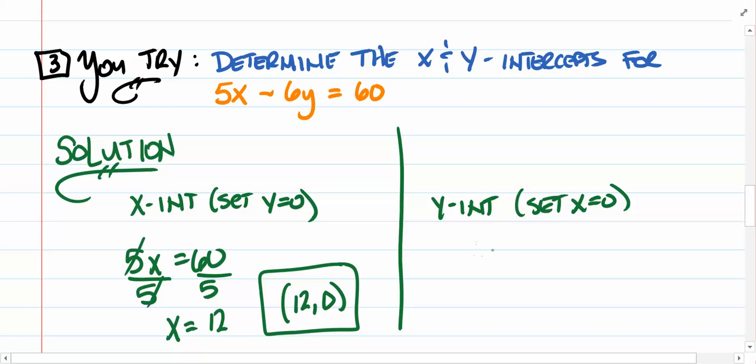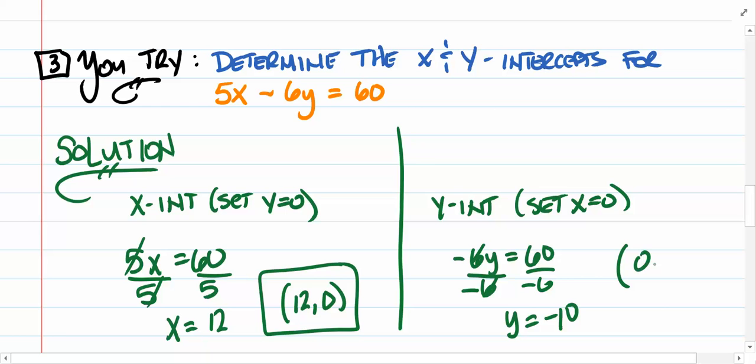For the y-intercept, all you do is you set the x to 0. So you would get negative 6y is equal to 60, because when I put a 0 in for x, the 5 times 0 goes away. You would then divide both sides by negative 6. The negative 6s would cancel, and you would get a value of negative 10. Or you could write it as (0, negative 10). So my two intercepts: my y-intercept is (0, negative 10), and my x-intercept is (12, 0).